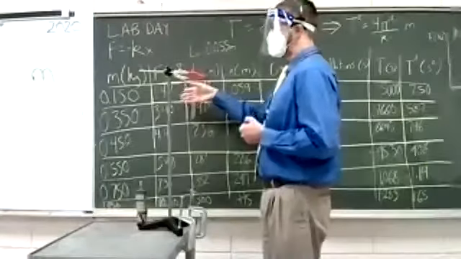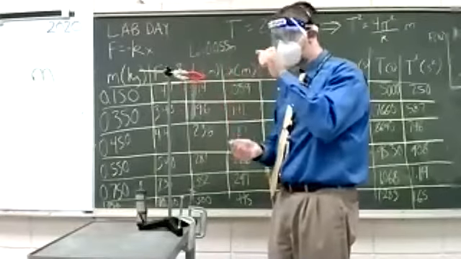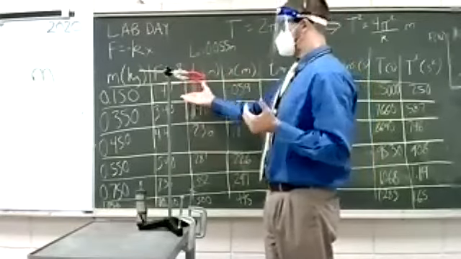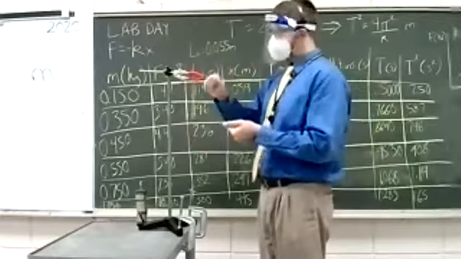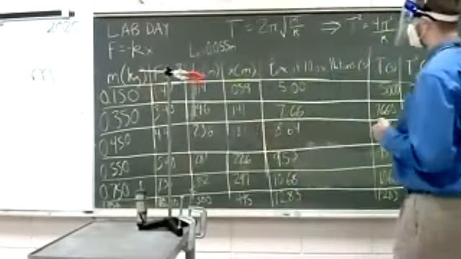Just think about it. If it took a lot of force to stretch it out 1 meter, that'd be a really stiff spring, right? It takes a lot of force to stretch it. If it doesn't take so much force to stretch it, it's a very stretchy spring. So this really does tell us the stretchiness of the spring. That's what K really tells us.